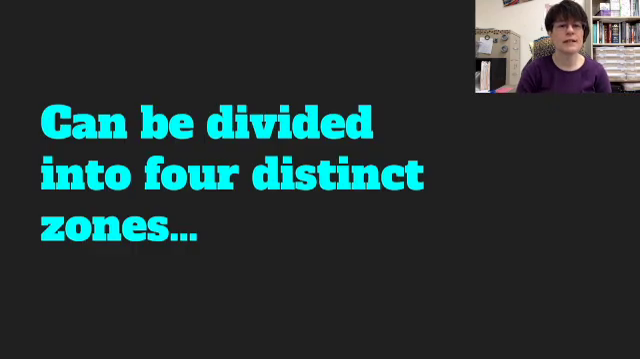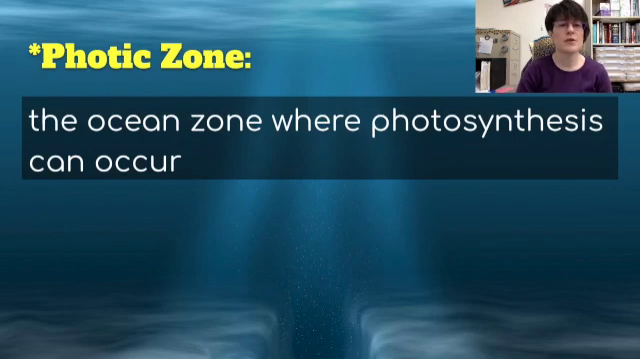It can be divided into 4 distinct zones. The photic zone is the ocean zone where photosynthesis can occur, and this is where the most life is because that's where there are nutrients in food. This is where plankton is making food by photosynthesis that other things can eat.